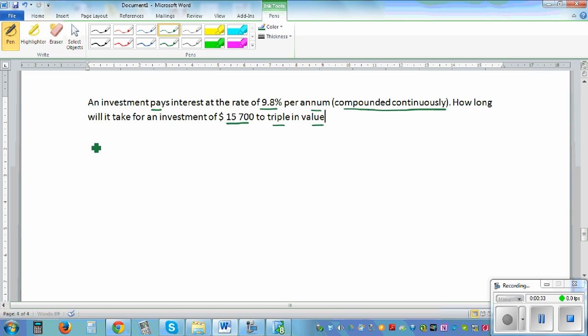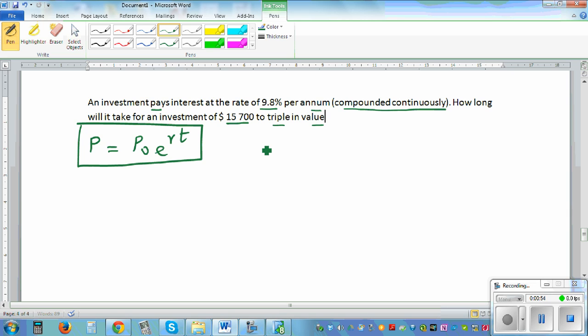So the formula, if you remember, is P is equal to P sub naught times e to the power RT. As I explained in the last video, if something is increasing continuously, you use plus RT, and if it is decreasing, you put minus RT.